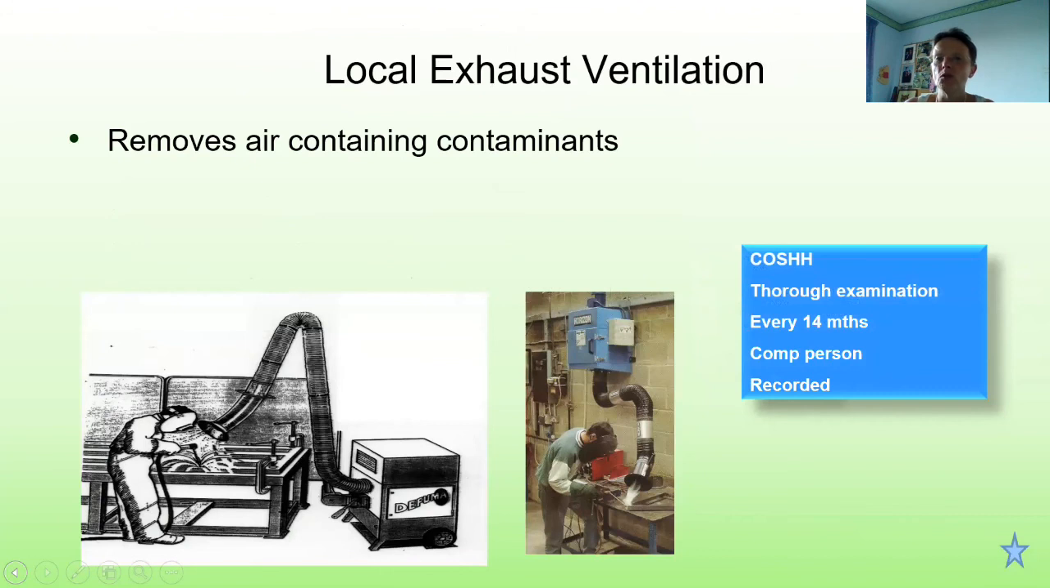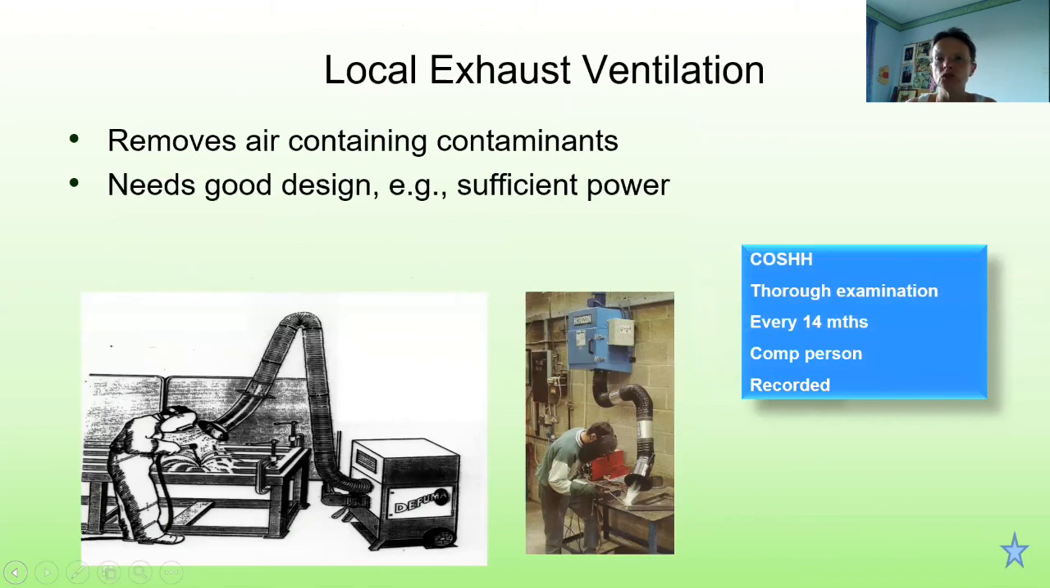In relation to control measures, you might have local exhaust ventilation units, LEV, and you can see a couple of different examples here. And the purpose is to extract the fumes, the vapours or the dust before they get into the breathing zone of the worker. So these are engineering controls. Because they're an engineering control, we've got to make sure not only are they used, but they're maintained. So COSHH says to us, if you have any engineering controls, they must be thoroughly examined by a competent person at least every 14 months. And the results of those thorough examinations must be recorded.